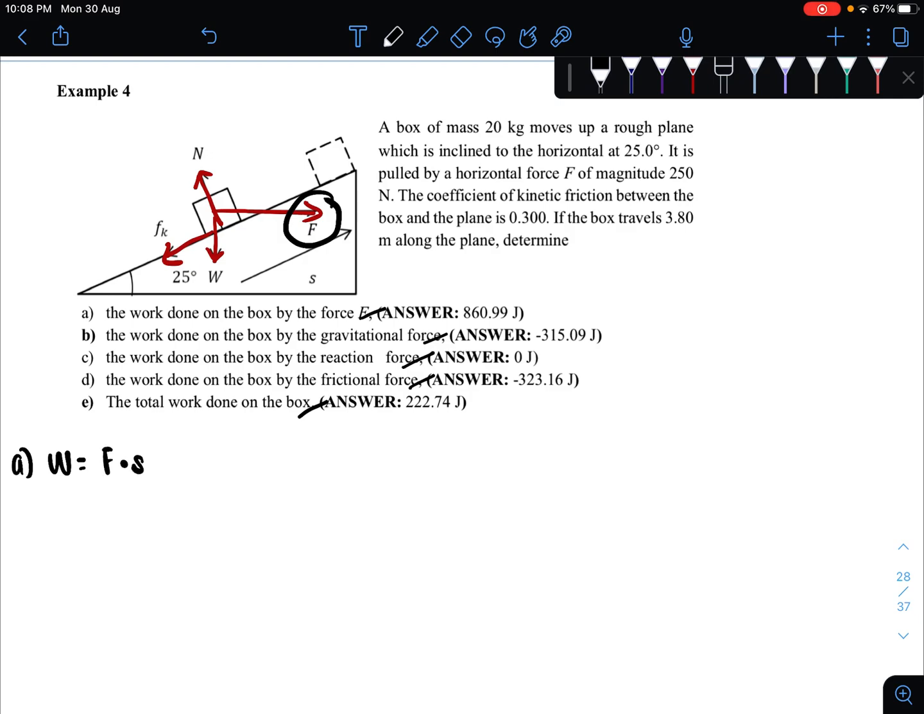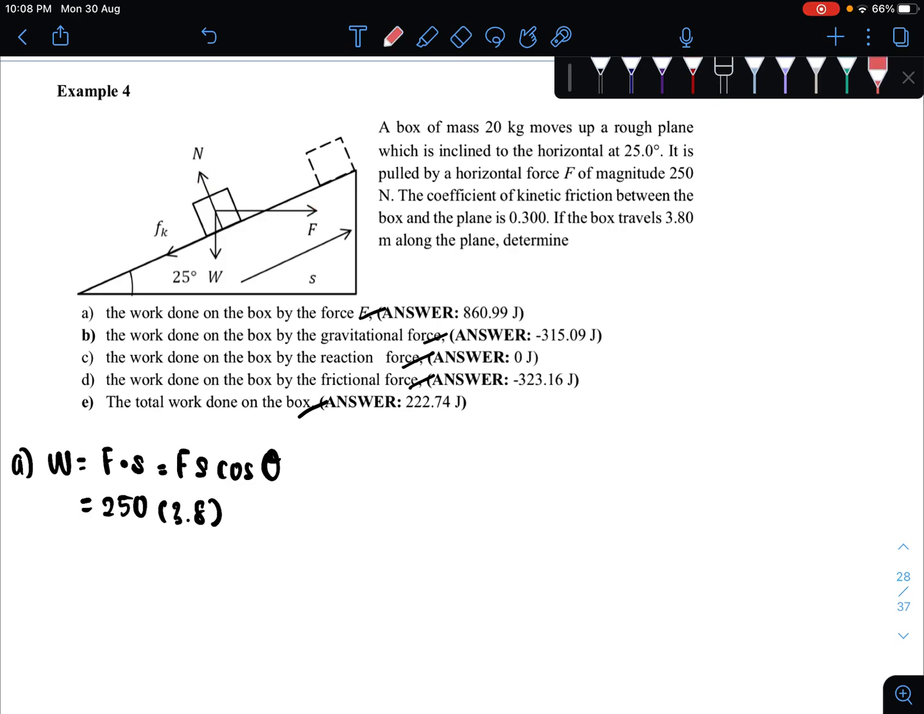And we know the equation for work done, W is equal to F dot S. So the force that we are talking about here is the external force. So W = F S cos theta, where the magnitude of force is given as 250 Newton, and the displacement the object went up is 3.8 meter. So what is the angle between our F and also S? Because the theta here is the angle between F and S.